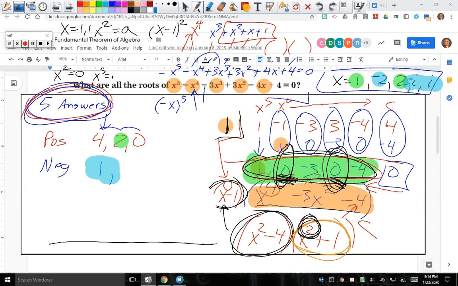So it can be 4, 2, or 0 as far as positive ones, and only one as negative. These are possible ones, okay? It doesn't have to. Notice it wasn't 4 and it wasn't 0.